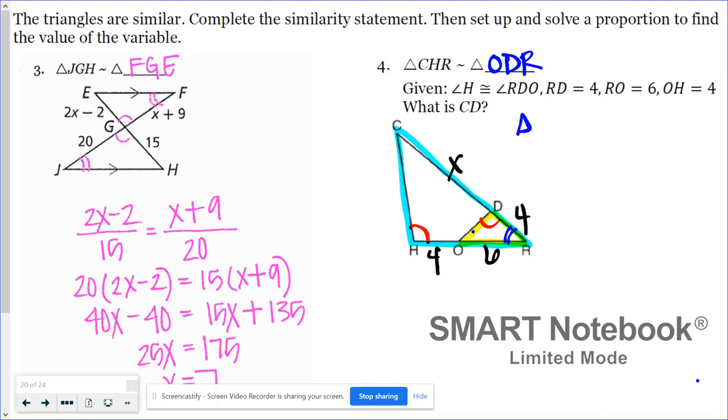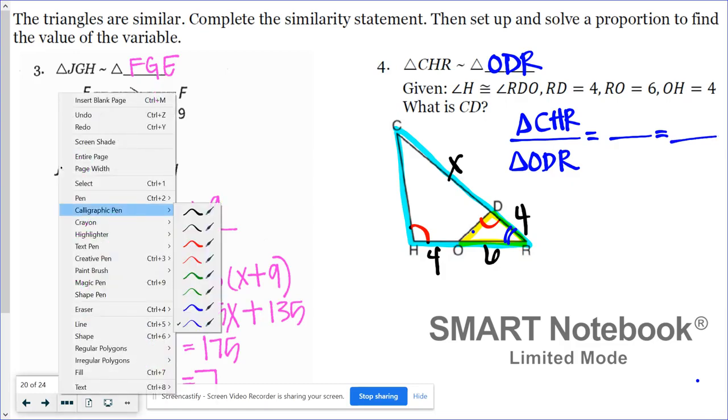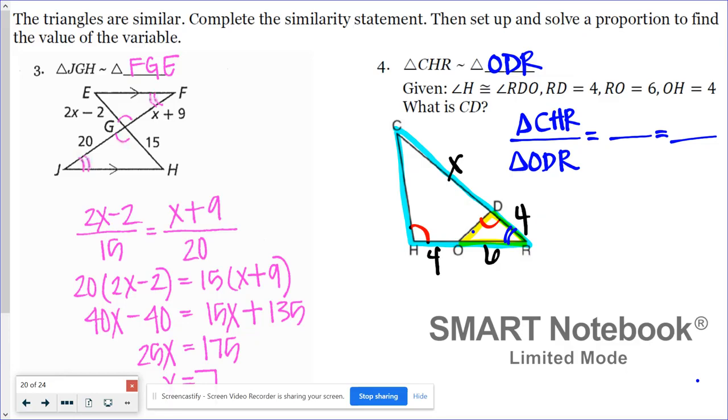So this similarity statement is going to help me write my proportion. I can put measurements from triangle CHR on top and measurements from triangle ODR on the bottom. Okay, so I'll have a ratio is equal to another ratio. So let's take a look at these two triangles. So CHR. Notice that one side of CHR is made up of 4 and 6 units, so a total of 10. And then the other side of CHR is made up of the segment that's x and 4. So this would be x plus 4, okay?